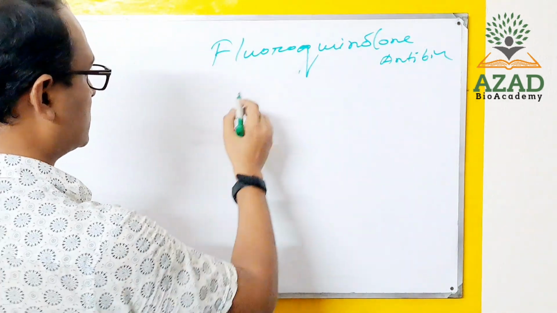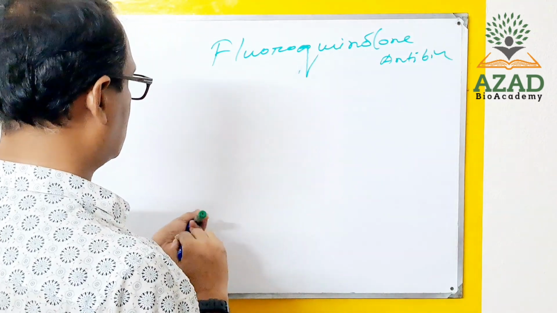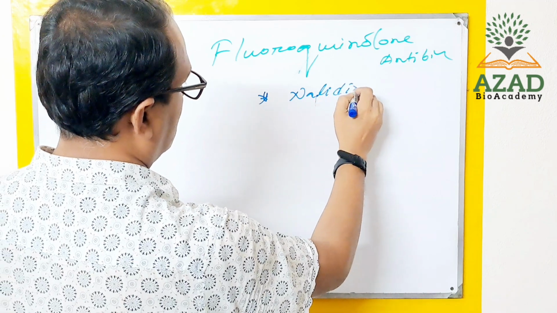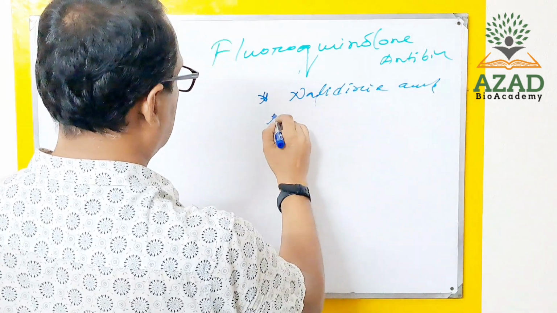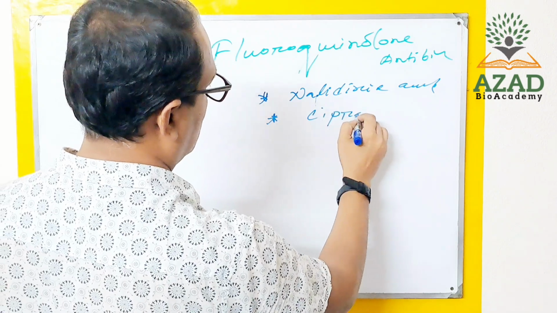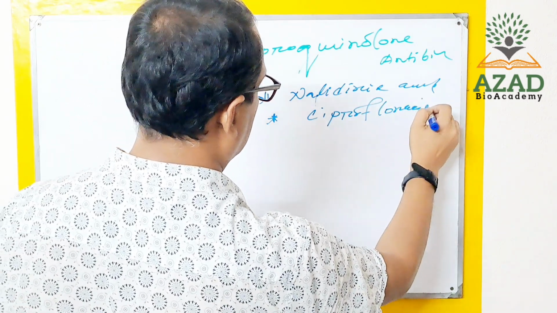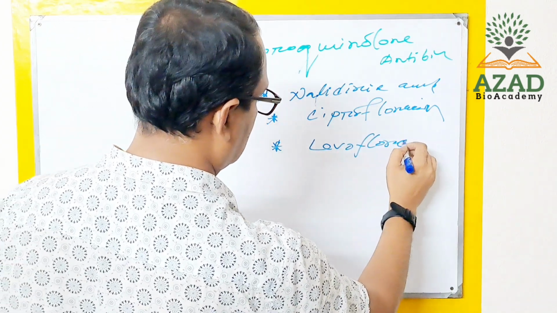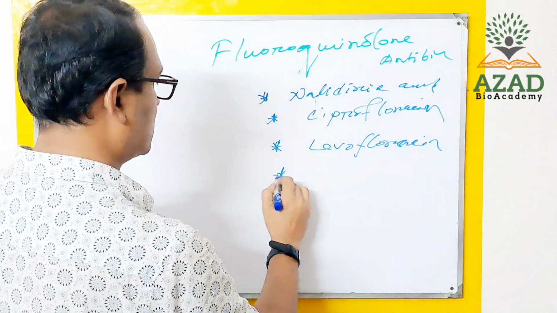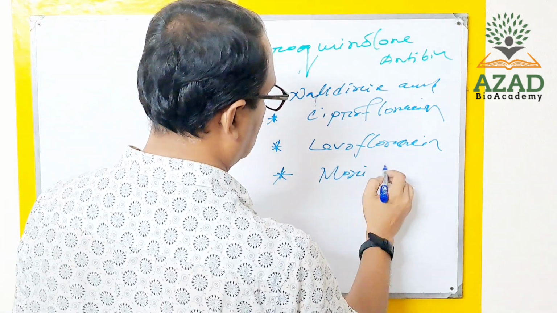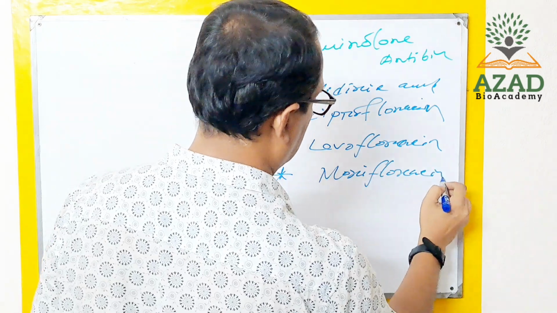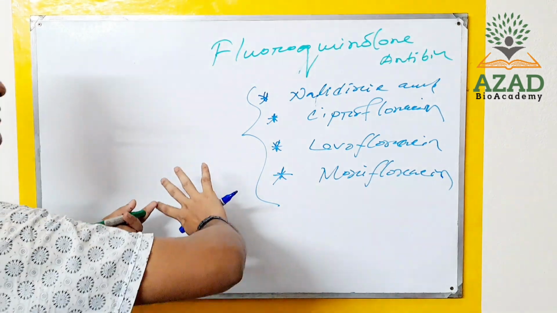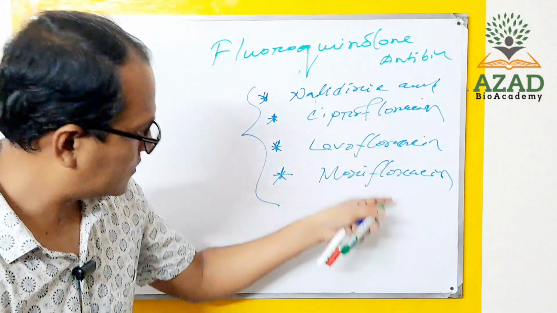Okay, so that fluoroquinolone set has four generations. The first generation you can say is nalidixic acid. Second generation you can say ciprofloxacin. Third generation you can say levofloxacin, and fourth generation you can say moxifloxacin. Okay, so these are the fluoroquinolone antibiotics, and they have different roles, gram positive towards the gram negative.